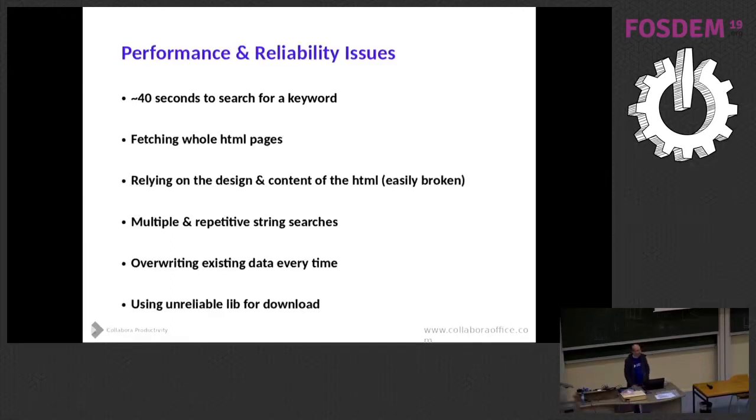Let me tell you a little about performance and reliability issues. A single search for a keyword for new personas was taking, on a fairly good computer, my computer, with a good connection, like 40 seconds. It's a huge amount of time, because it just searches for new themes and displays previews, not downloading whole themes. It was fetching whole HTML pages.